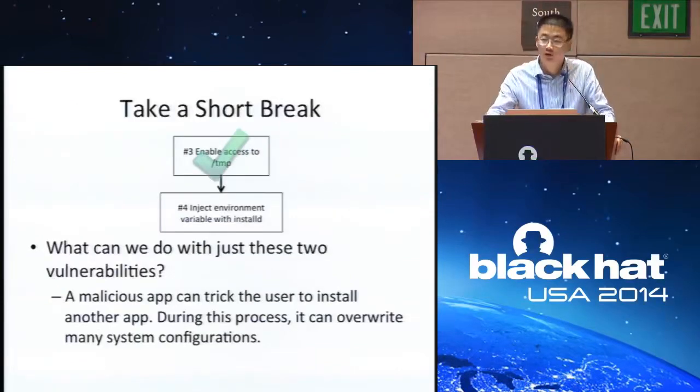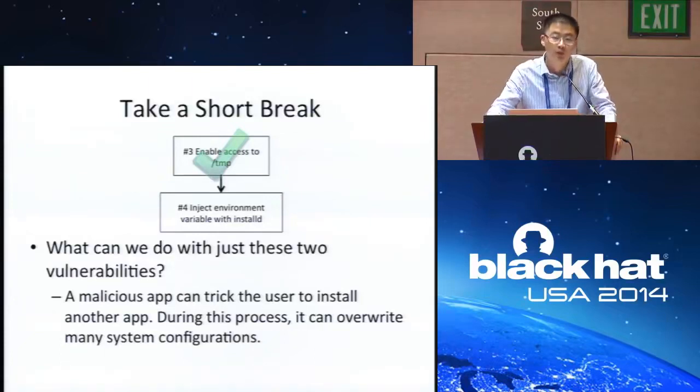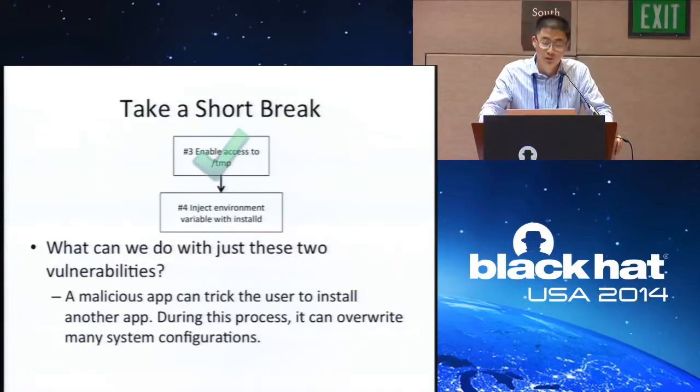Let's stop here for a short while and think about what we can do by only exploiting vulnerability number 3 and number 4. We realize there's a very realistic attack scenario. For example, if you download an app from the App Store which asks you to install another app by abusing the distribution over air feature, during the installation of the other app, this malicious app can create some symbolic links under /temp, and install-d will be tricked into overriding some system configurations.